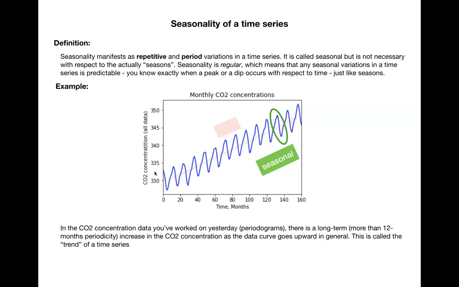For example, in the CO2 data, within 1 year we have a peak and a dip and it goes back to the normal level. So this variation within 1 year is called seasonality. For the CO2 data, it's relatively easy to understand because the CO2 level varies with seasons. That short-term variation, which has a 12-month periodicity, is called seasonality, and it's regular. So seasonality means regular periodic variations, not necessarily varying with the seasons.